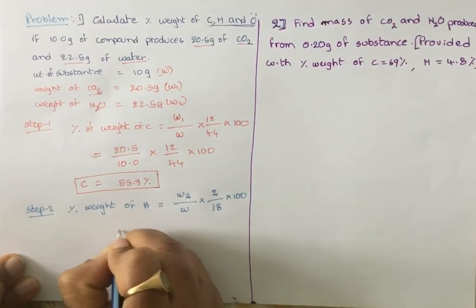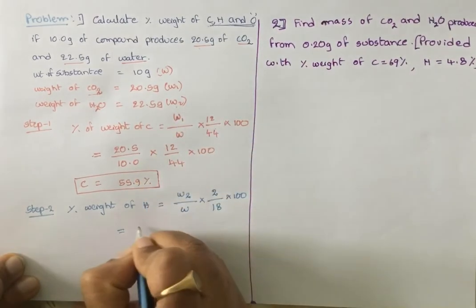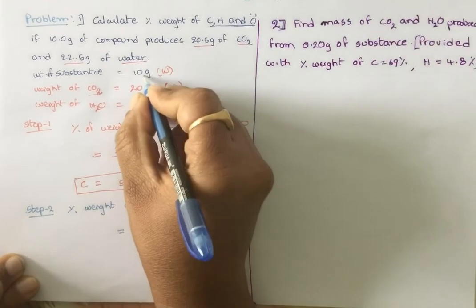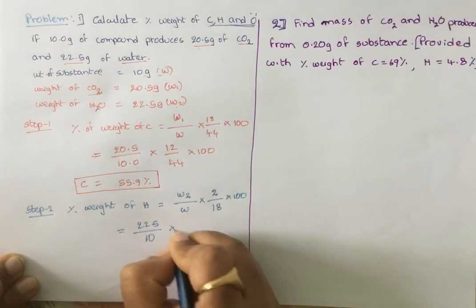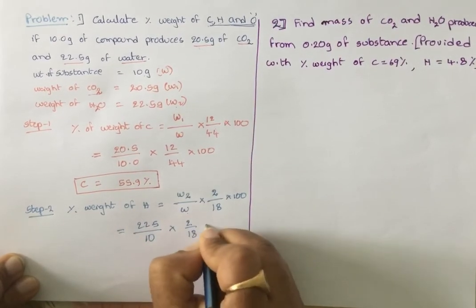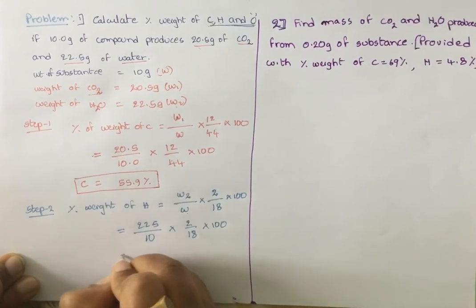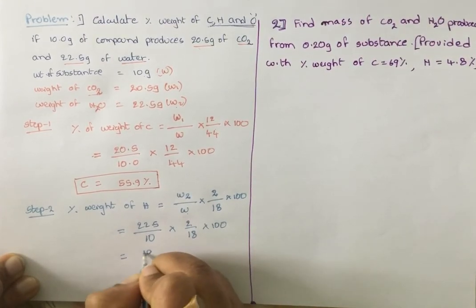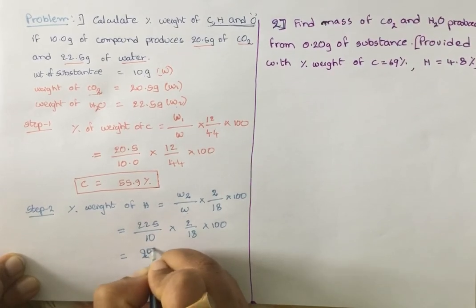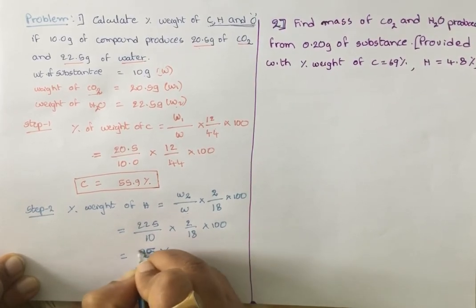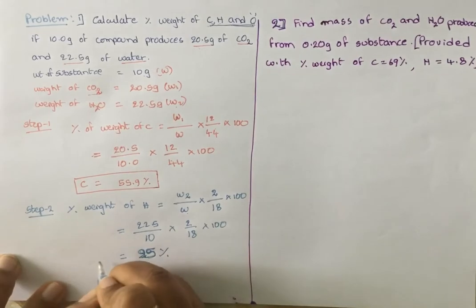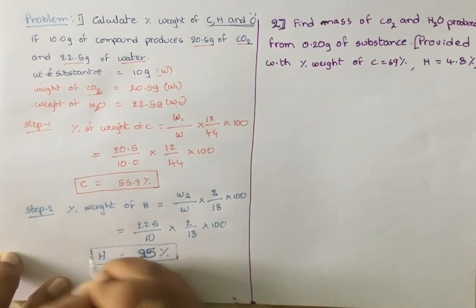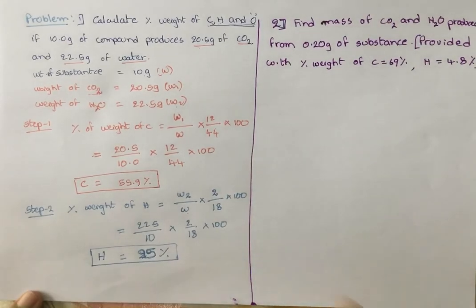Now substitute the values in this equation. W2 is 22.5 divided by W is 10, and 2 by 18 into 100. You simplify this, you are going to get 9. How much percentage you are going to get? 25%. So what is this 25%? Hydrogen is having 25%.